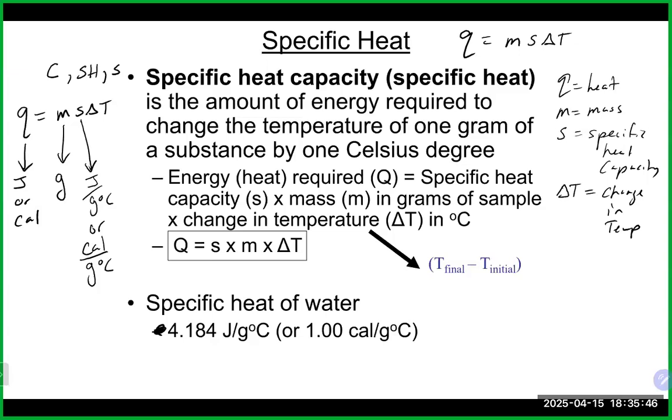And change in temperature is probably one of the few chemistry equations where, surprisingly enough, you don't need to convert to Kelvin. This is usually in degrees Celsius, and that is because our specific heat capacities are usually in degrees Celsius. So everything cancels out. It's one of the few like that.